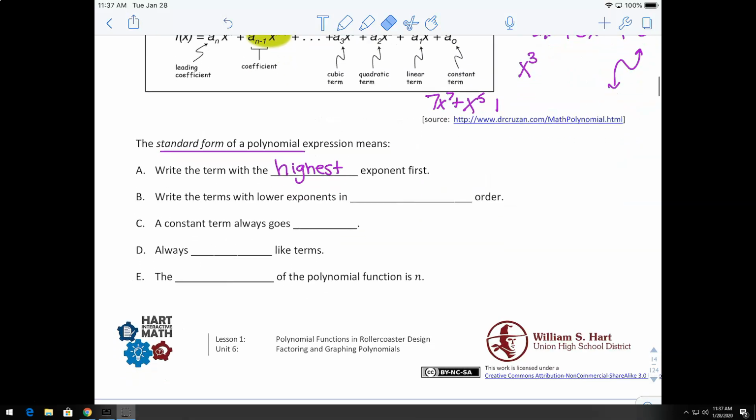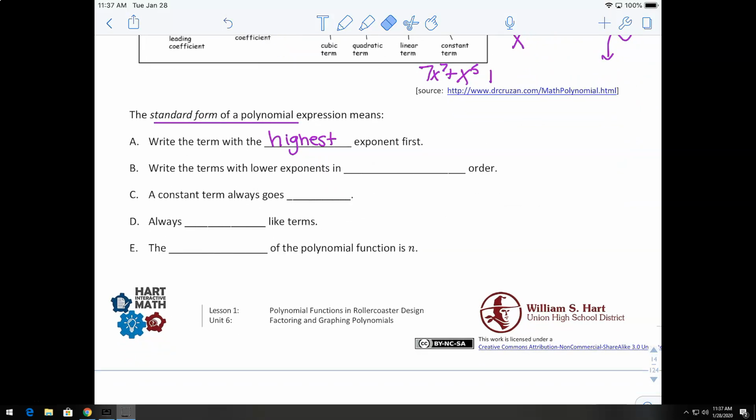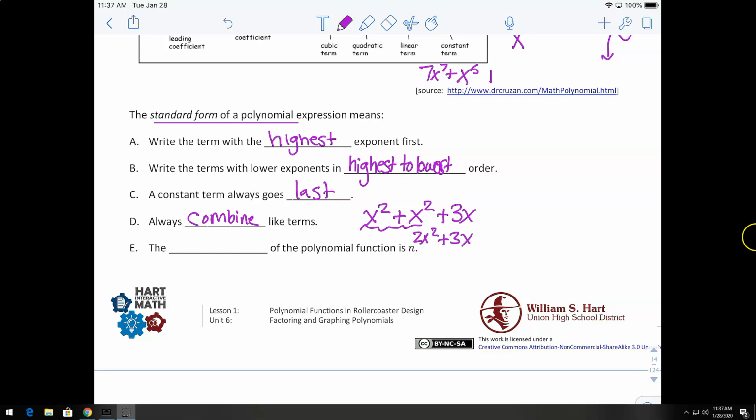Then we write the terms with the lower exponents in highest to lowest order. A constant term always goes last. We always combine like terms. So if I had x squared plus 2x squared plus 3x, you know to combine those and rewrite them as 3x squared plus 3x.